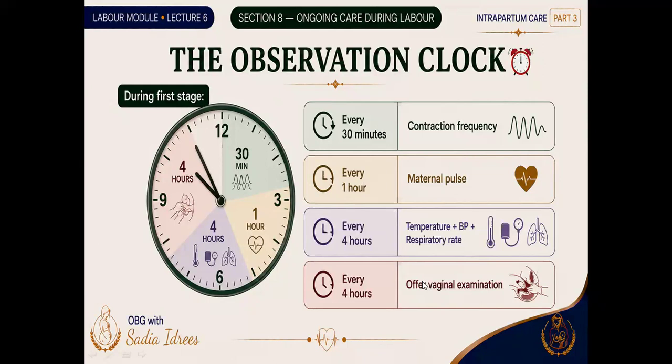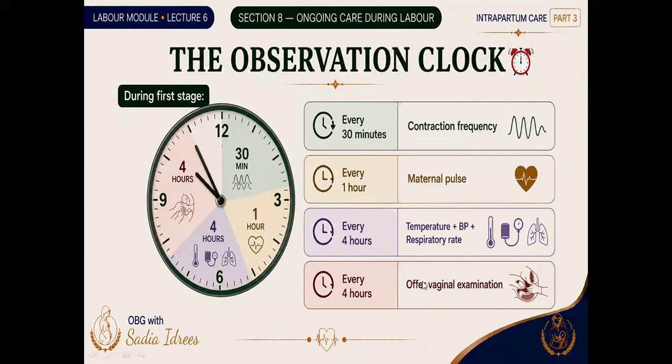So if an exam question gives you an uncomplicated woman in established first stage and asks, how frequently should maternal pulse be recorded? Your answer is hourly. Contractions, half hourly. BP, temperature and respiratory rate, 4 hourly. Routine vaginal examination, offer 4 hourly. These numbers are exam gold.